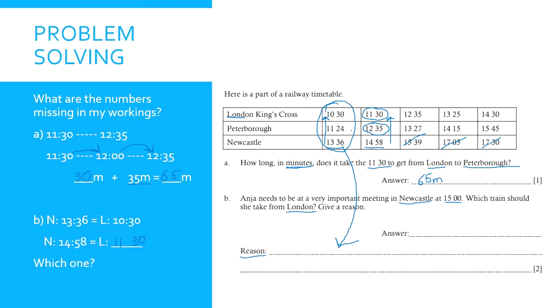So I hope that's been helpful for you with a bit of practice reading timetables and solving these sorts of questions. You could have a go at some of these by yourselves by maybe going through your bond books or any other resources you have access to.